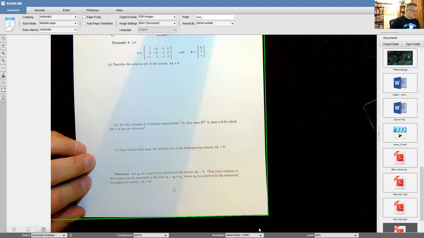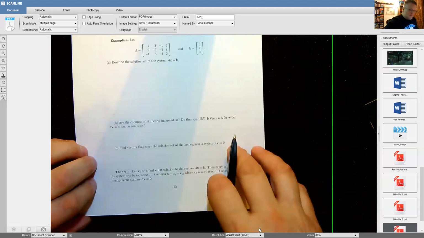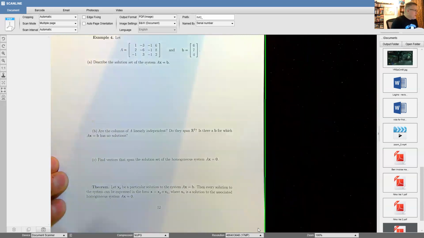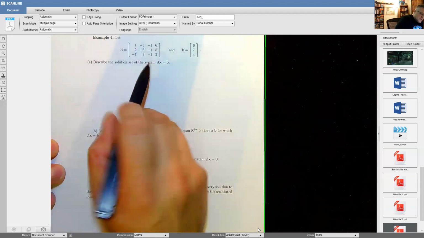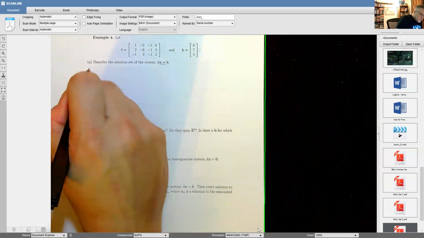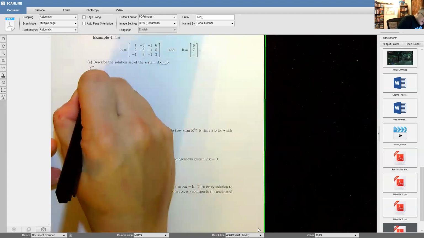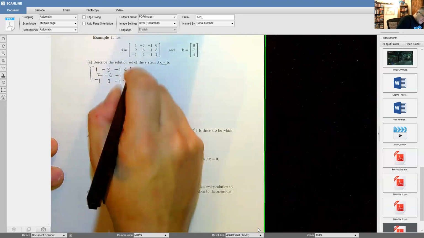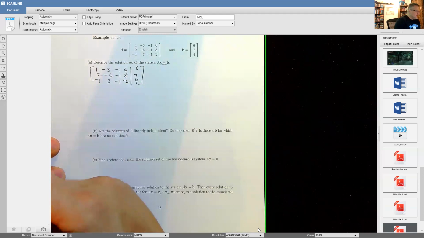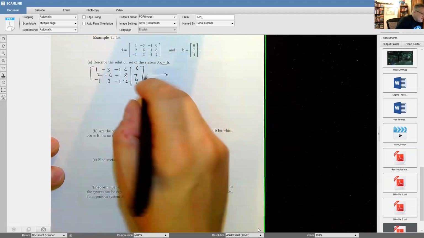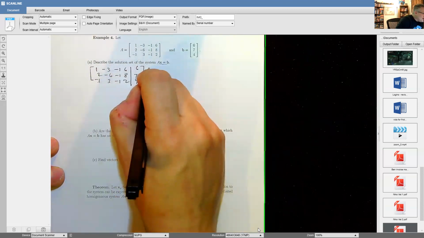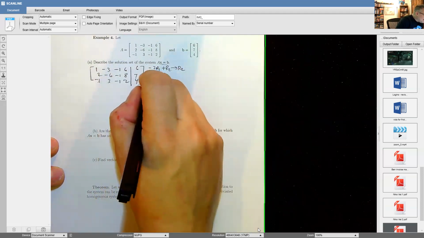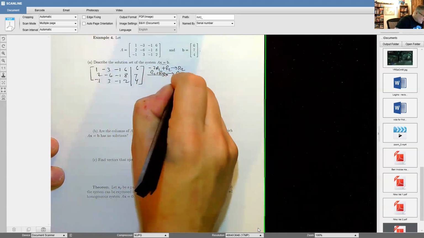All right, so let's actually go through this problem from beginning to end to pull everything together. You have a matrix A and a vector B, and you want to describe the solution set of this system. So let's form the augmented matrix by using A on the left and then B on the right. Same thing, I want to get this into echelon form, and so I want zeros here and there. So I'm going to multiply R1 by -2 and add it to R2, put that into R2. And then I'm just going to add R1 and R3 and put that into R3.